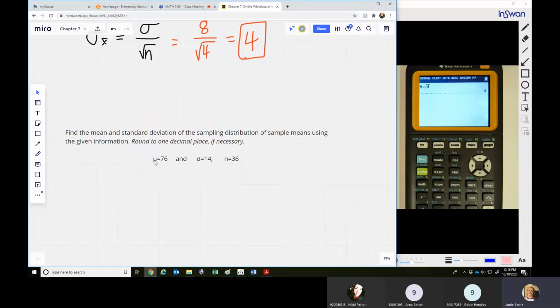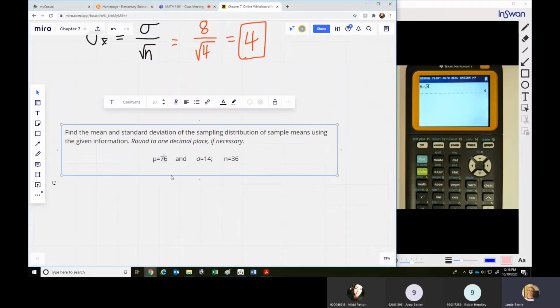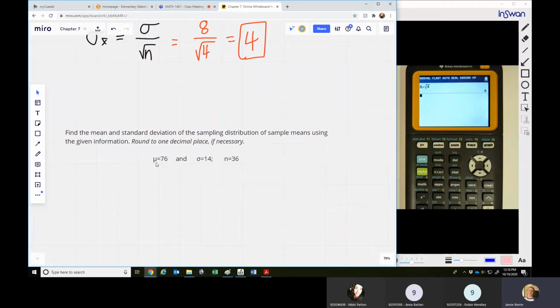All right, so here the mean is, oh, that's supposed to be 75. We'll leave it at 76. It's not a big deal. The mean is 76. Standard deviation is 14. And the sample size is 36. I had intended to put 75 for the mean there, but it's fine.